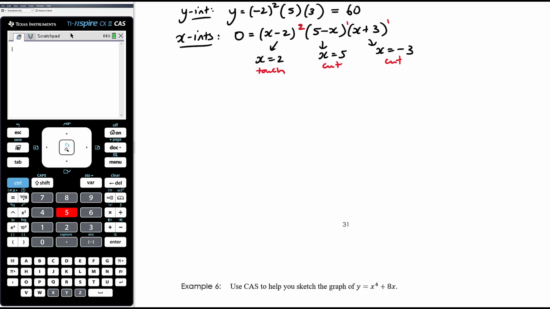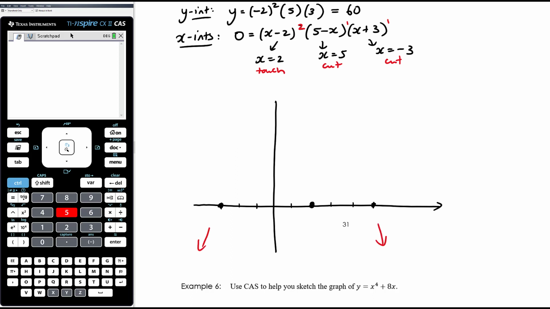Alright, let's think about what we've got. So negative 3, positive 2 and positive 5, and a big positive y-intercept. So 5, 2 and negative 3. We already decided it starts down and finishes down, so it's going to come down here. That marries with the fact that we've got a positive y-intercept as well. And which one are we touching at? We're touching at this one. So we're going to cut at this one, and touch at that one.